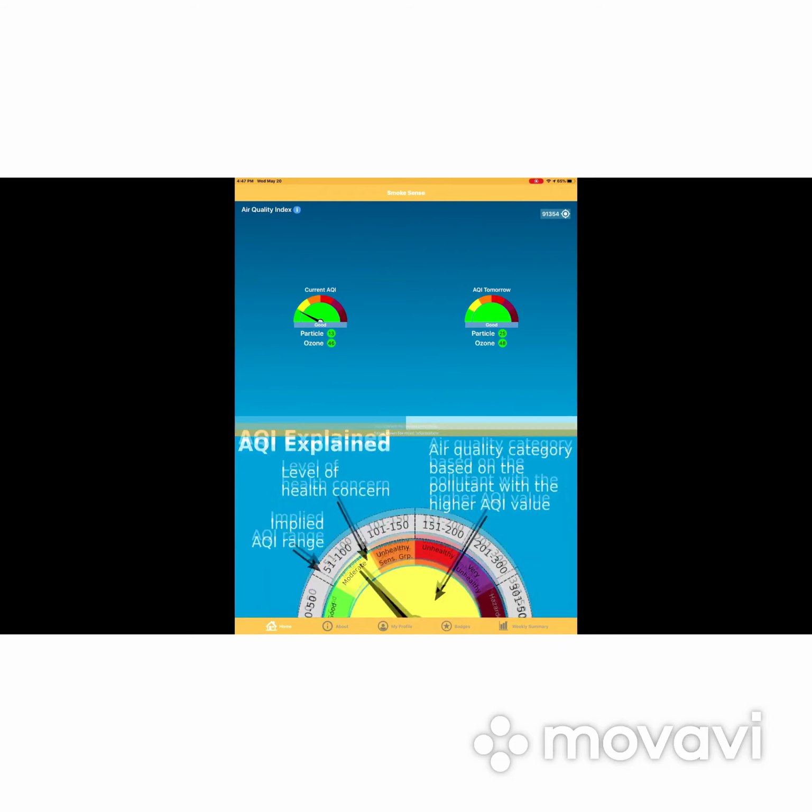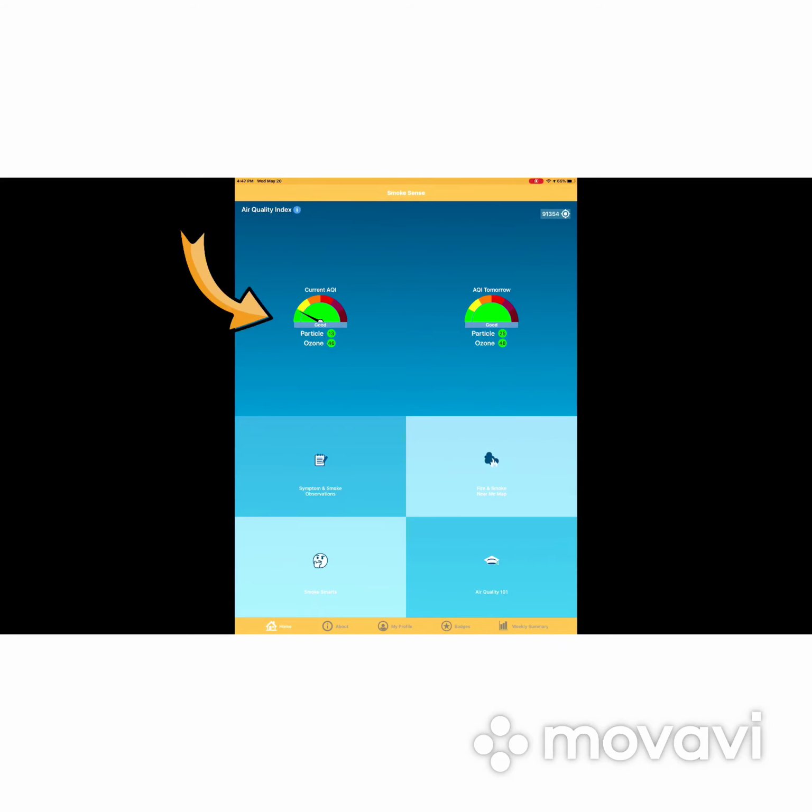So this little page explains what the air quality is. Anything 51 and above is not so good, and it gets worse and worse as you go forward on the scale. Right now it's telling me in my zip code I have an AQI of 13 for particles and 46 for ozone, and tomorrow it's going to be 25 for particles and 48 for ozone. So that's just a quick look at the quality of the air.